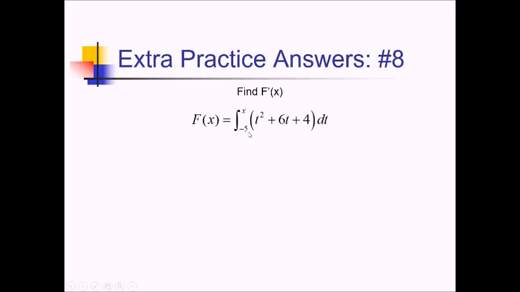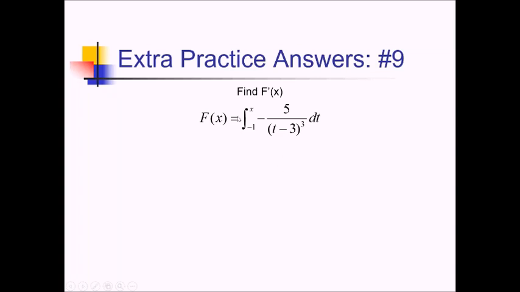To find the derivative of this integral, we're just going to use our fundamental theorem of calculus and replace all the variables in the integrand with this upper limit of integration variable. So we're just going to write x squared plus 6x plus 4. And since this is just x without anything else going on, the chain rule doesn't really need to be written out here, so we're all set.